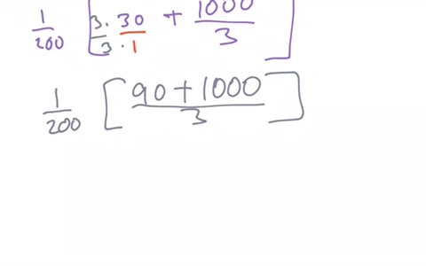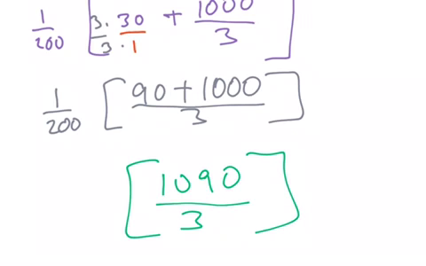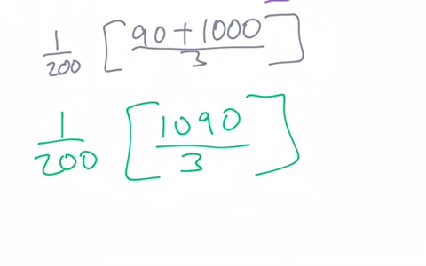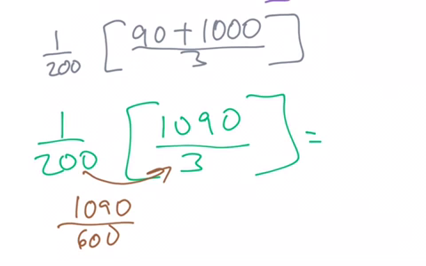I clean that up. We get 1090 over 3 times 1 over 200. And then when we clean that up, we get 1090 over 600, since 200 times 3 is 600. We can easily cancel out a 0. So we have 109 over 60.